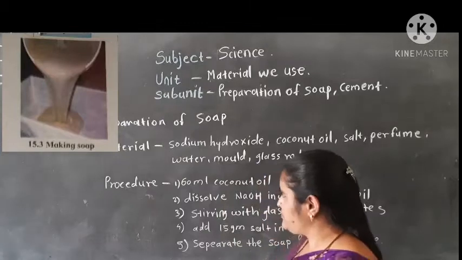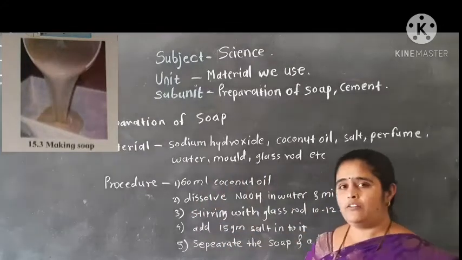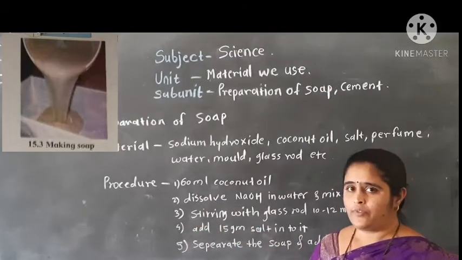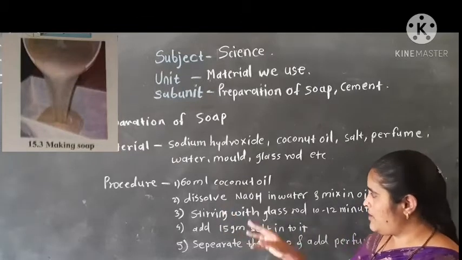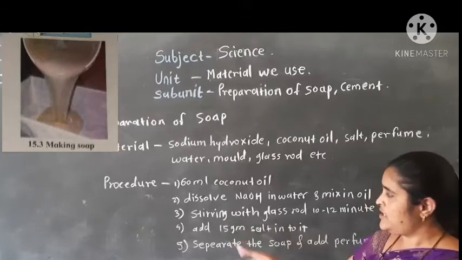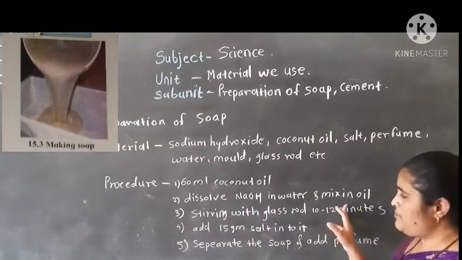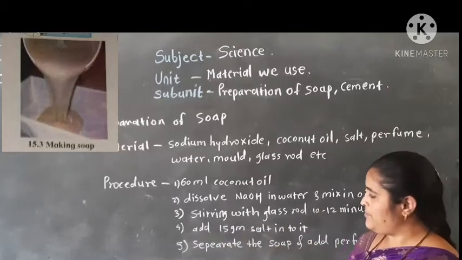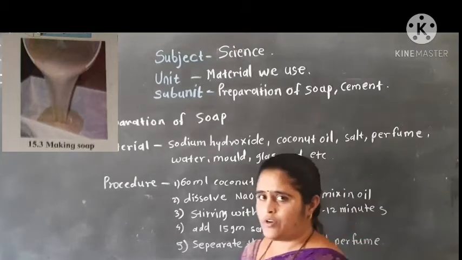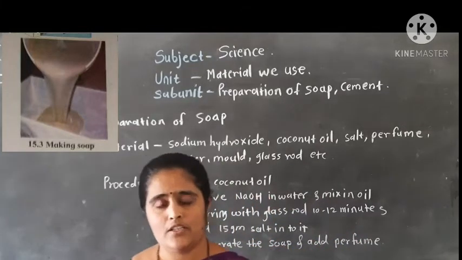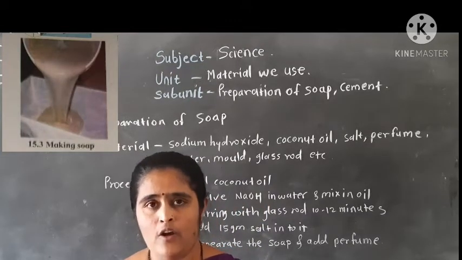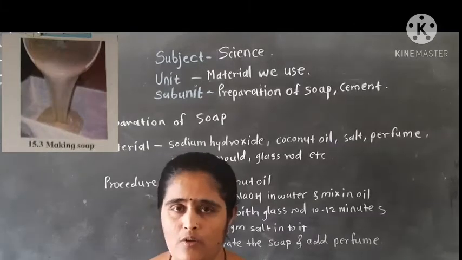First, take a beaker and in that beaker take 60 ml coconut oil. Next, dissolve sodium hydroxide in water and mix it into the oil. Then stir with the glass rod for 10 to 12 minutes. After that, add 15 grams of salt into it. Separate the soap and add the perfumes. In one beaker we first take 60 ml coconut oil. In the next beaker we mix sodium hydroxide into the water.